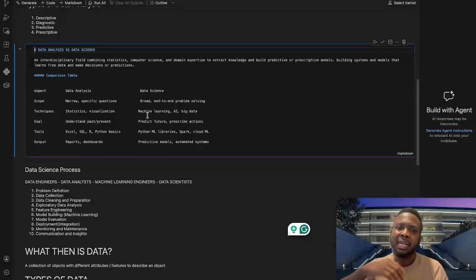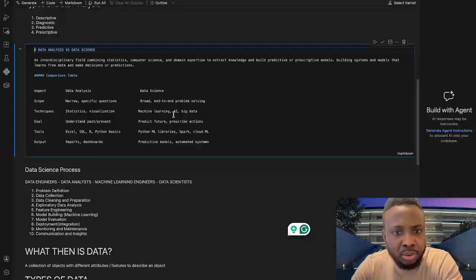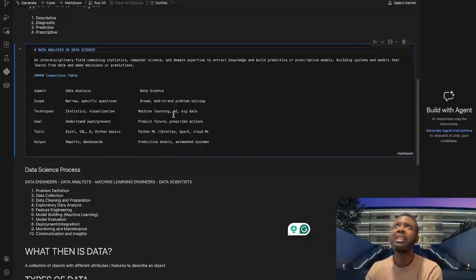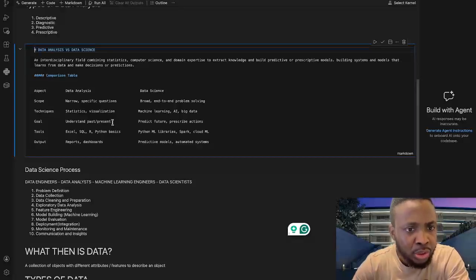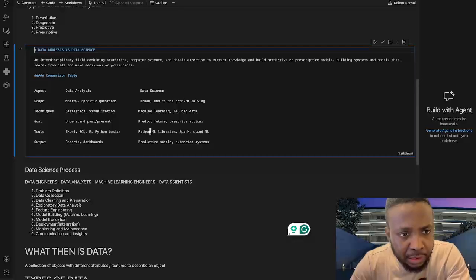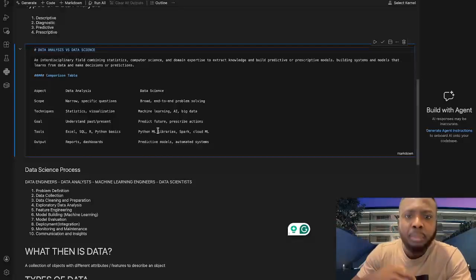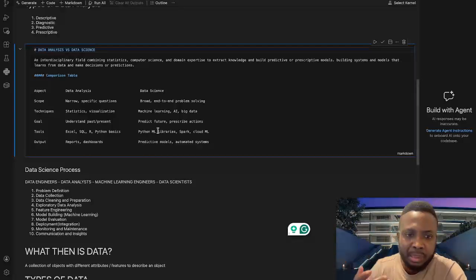You employ a high degree of statistical tools, and then use of AI, big data, complex data of, let's say, 1,000 rows, 500 rows, 1 million rows. So it's very, very complex. It's a broader form and a broader term as compared to data analysis. Then say the goal of data analysis is to understand the past and present, while for data science, the end goal is to predict the future and prescribe actions, that is, prescribe solutions.